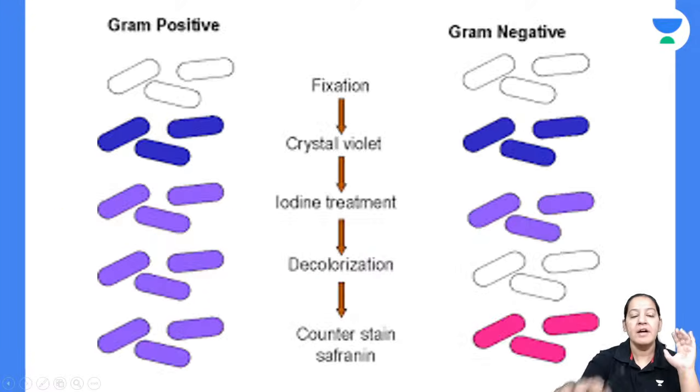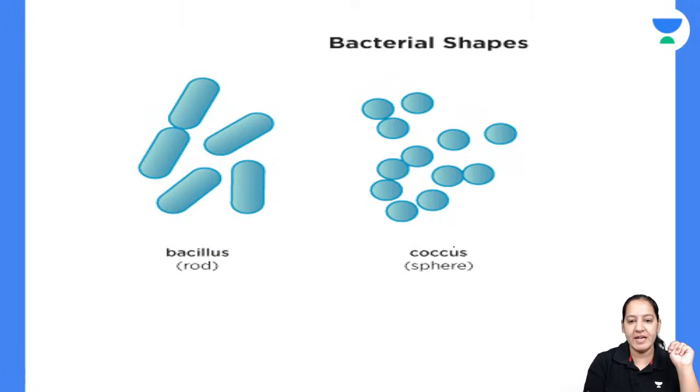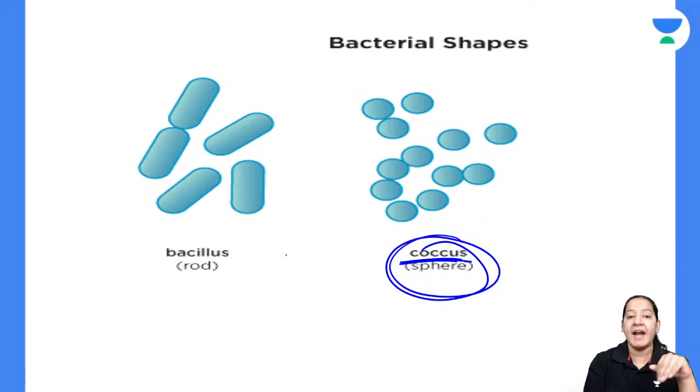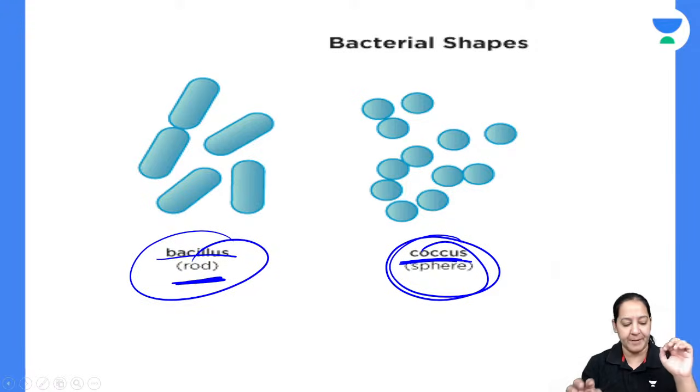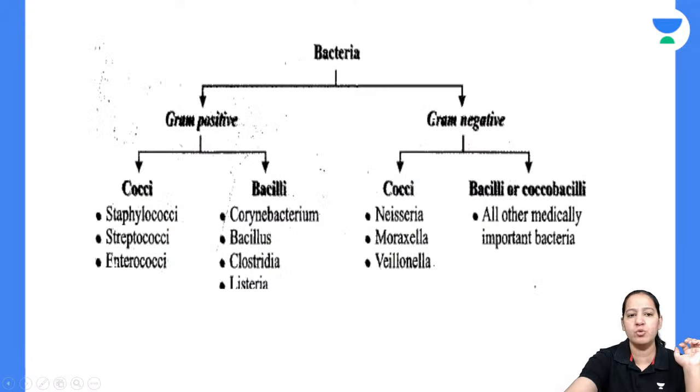Right? We know that. Based on the shape, bacteria are of two types. The bacteria which are spherical in shape are known as cocci, coccus, and the bacteria which are rod shaped are known as bacillus. Now you have to combine the two types.